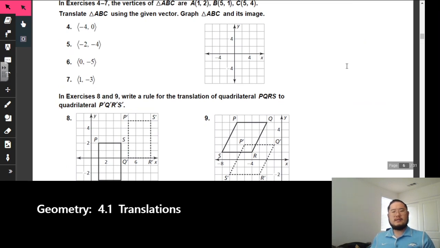Alright, so it says the vertices of triangle ABC are 1, 2 for A, 5, 1 for B, and 5, 4 for C. You're going to translate triangle ABC using the vector given, and then graph things out. You may want different colors, or maybe graph paper so you can draw multiple graphs. So I'm going to go ahead and plot our points.